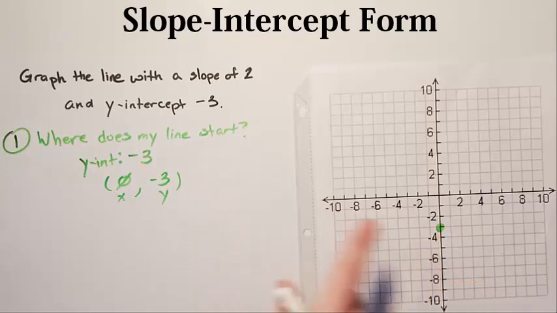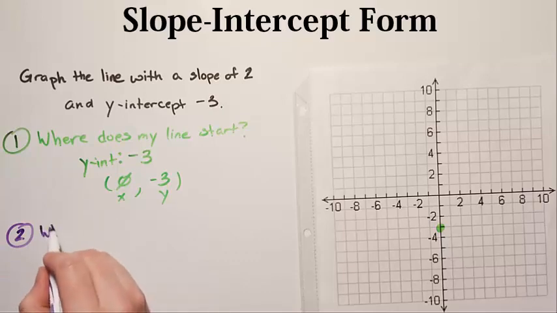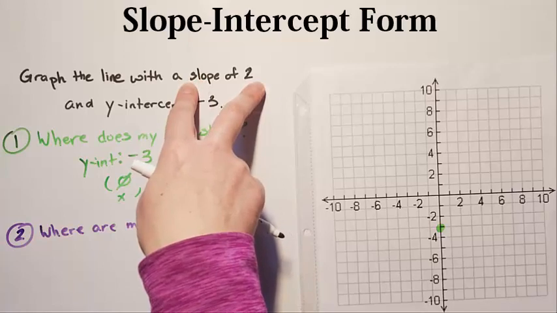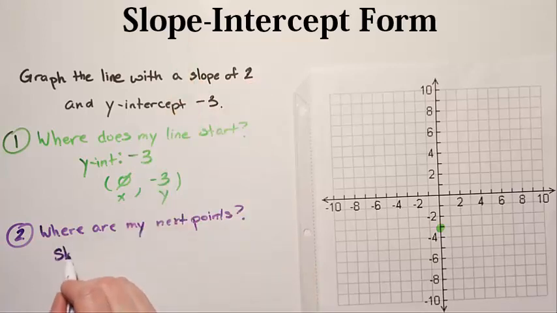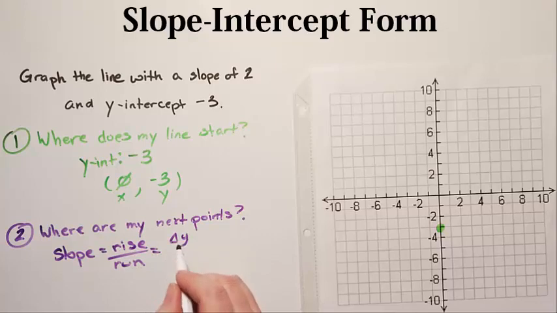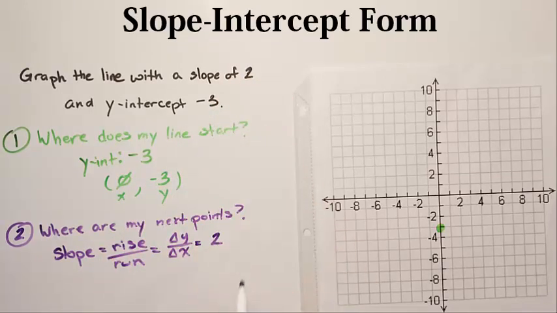So now that I know where to start, the second thing I need to do is figure out where my next points are going to be. The slope tells me how I move across my line. So the slope tells me where my next point is going to be. If you remember, slope is supposed to be rise over run. The rise is the change in your y's, while the run is the change in the x's. So my slope is 2. So my slope is +2.